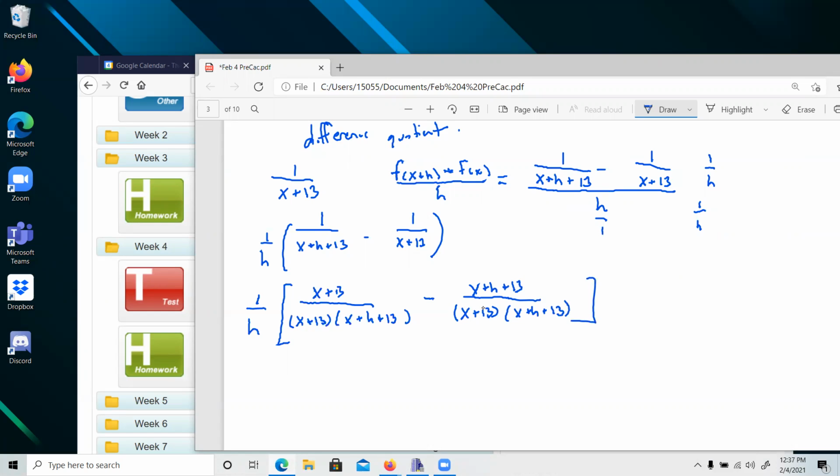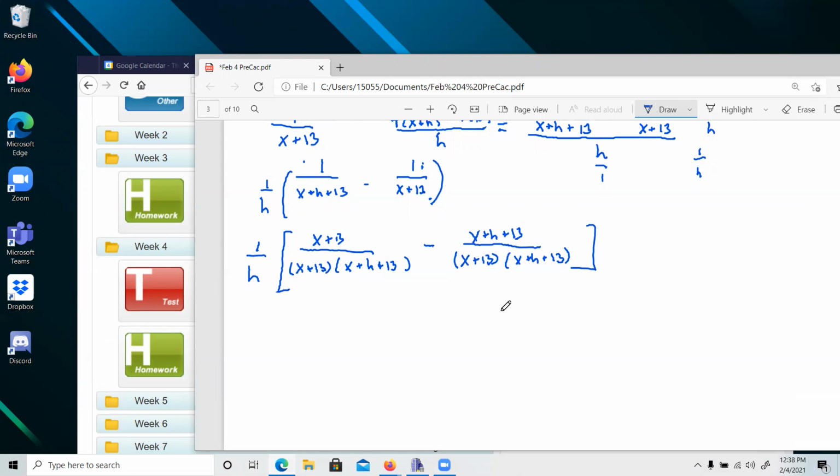Okay. So all we did here, we just got common denominators. That's all that happened. I said x plus 13, top and bottom, x plus h plus 13, top and bottom. That's all we did. Do not multiply these bottoms out, okay? That is intimidating. It's awful. Please don't do that.